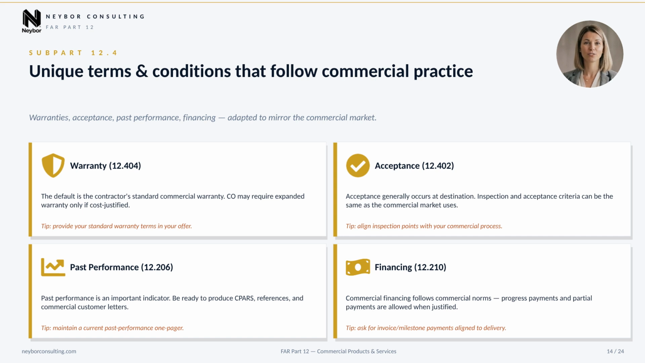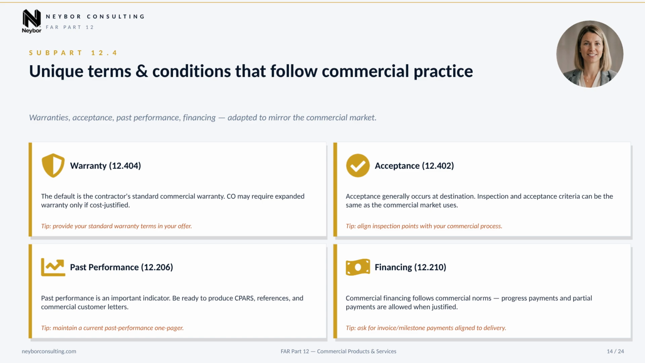Subpart 12.4 holds the unique terms and conditions that adapt commercial practice into a federal contract. 4 areas to know. Warranty. The default is the contractor's standard commercial warranty. The contracting officer can only require an expanded warranty if it is cost justified. So provide your standard warranty terms in your offer. Do not let the CO write them for you.